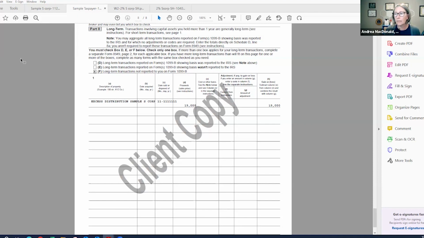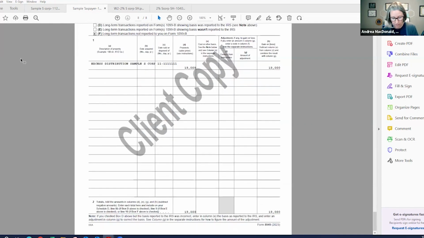So I don't have the code section that I can cite to you for that, but I'll get it to Imelda so she can send it out. Let me make a note. If anyone happens to know it off the top of their heads, feel free to shout it out. One second. For LTCG treatment of excess distribution. Okay, so I'll have to get back to you on that one.